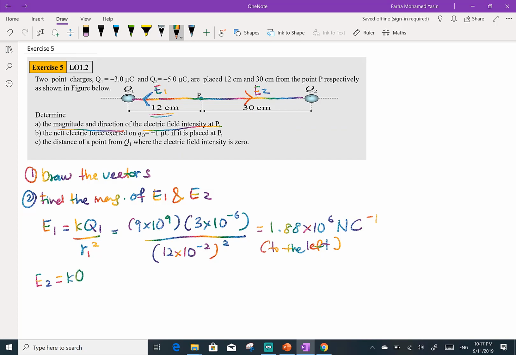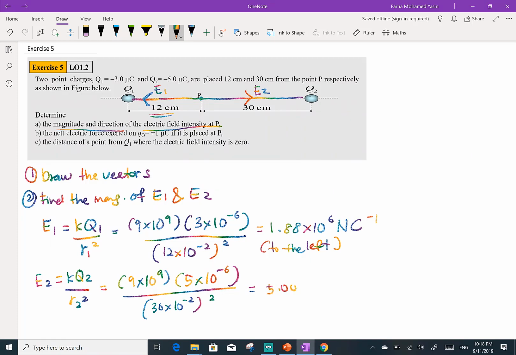Okay, E2 equals KQ2 over R2 square. Okay, substitute all the values. Q2 is 5 power of negative 6. Okay, remember, no need to put the sign of the charge for the E. Okay, then R2 is 30 centimeter, convert to meter. And we get the answer is 5.00 power of 5 Newton per Coulomb. And okay, daripada the vector yang kita dah draw tadi, so the E2 is to the right.